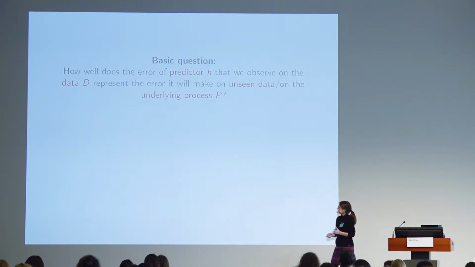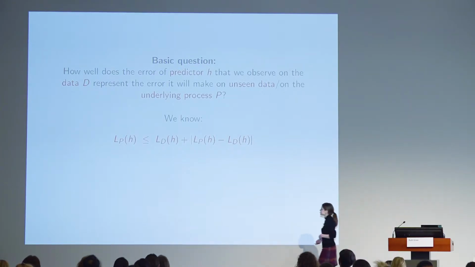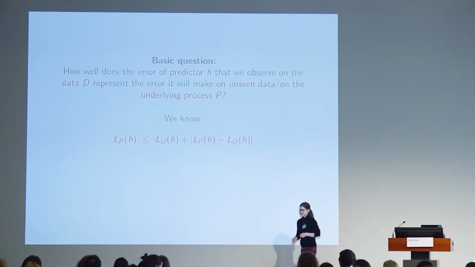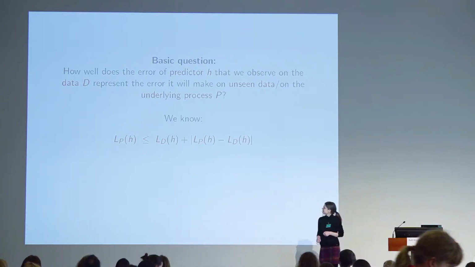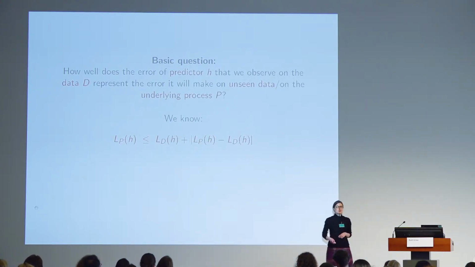So this is a very basic question, and here is essentially the only formula that I'll use in this talk, although it's a talk on theory. What we know is that what I would call the true error, the error of this function with respect to the underlying unknown data generating process, is bounded as this, right? This is a pretty obvious inequality. This true error is bounded by the error on the data, what we call the empirical error, plus obviously how large is the difference between the true error and the empirical error, right?